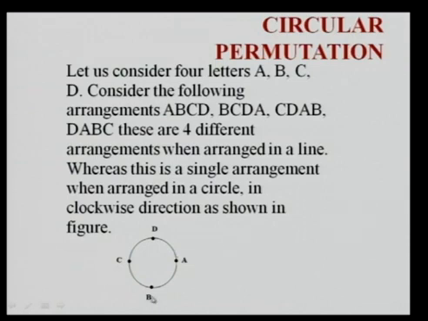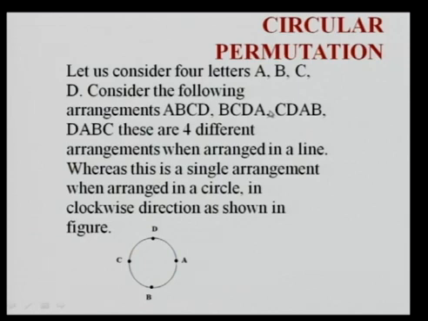A, then B, then C, then D. Then next is B, C, D, A, starting from B. And third is C, D, A, B. And fourth is D, A, B, C. These were 4 different linear permutations.